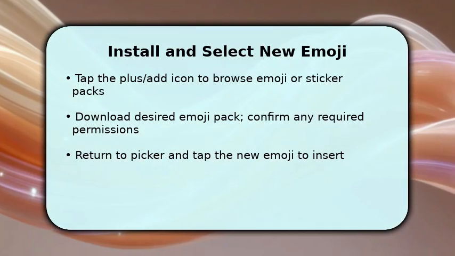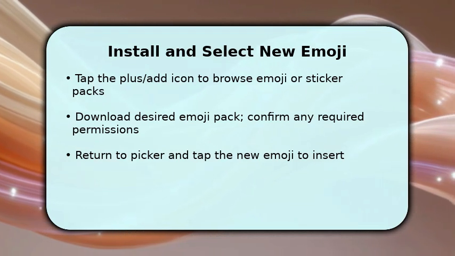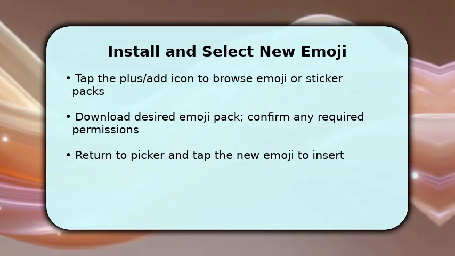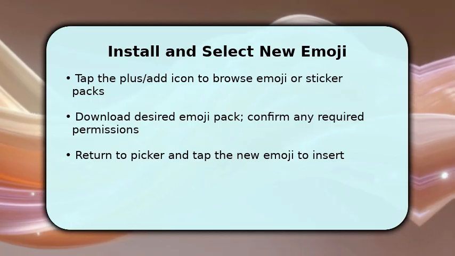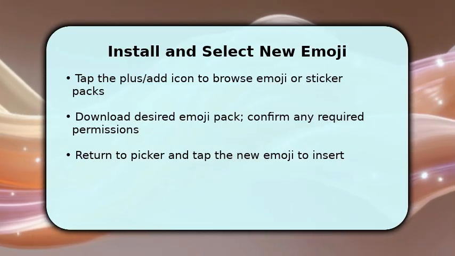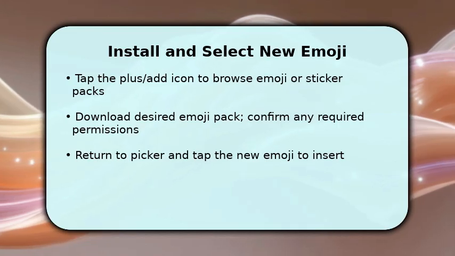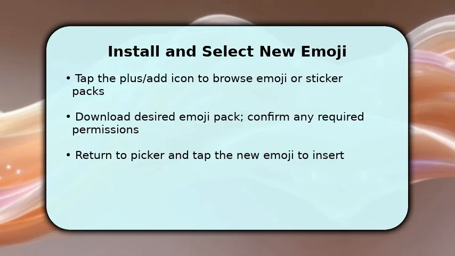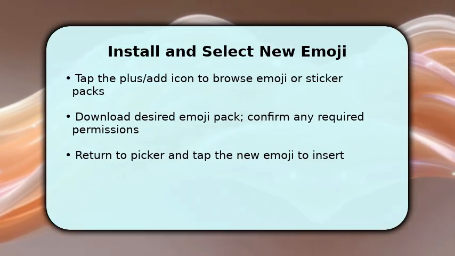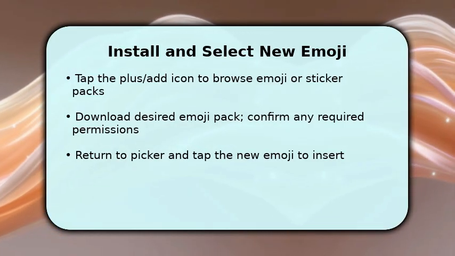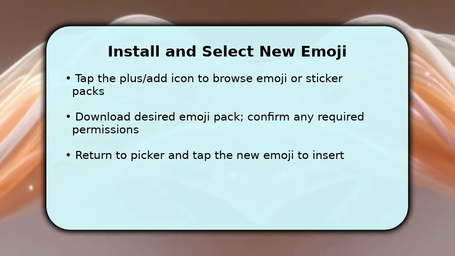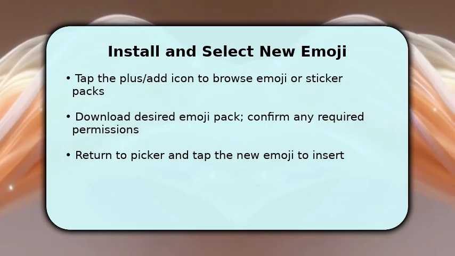You'll now install and choose the new emoji. Tap the plus or store icon inside the picker to browse available emoji or sticker packs, download the one you want, and accept any permissions it requests. Once the pack is installed, return to the picker. Your new emoji appear in a dedicated tab. Tap an emoji to insert it into the message, and hold certain emoji to access variations or skin tones. This step explains why downloading is required.